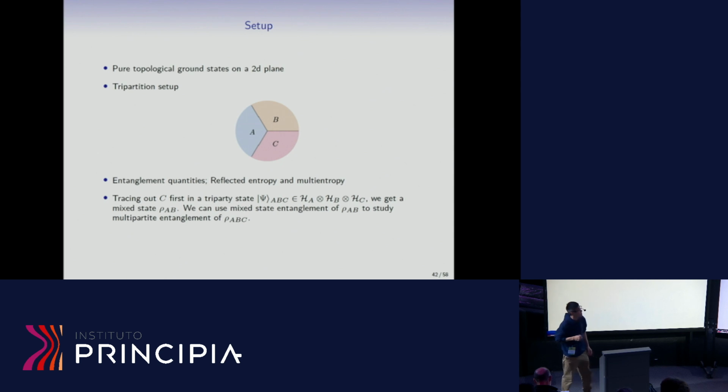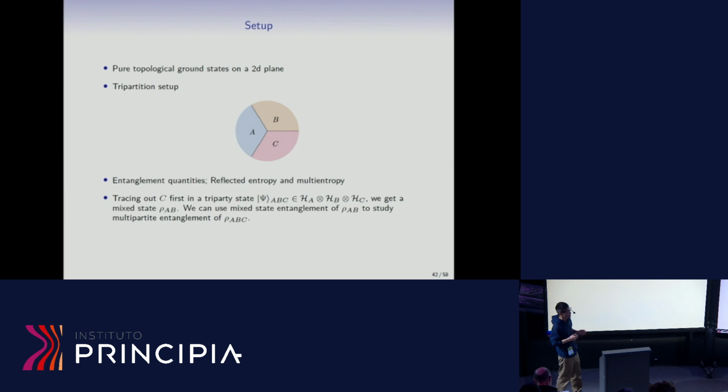Then what we are going to do, as yesterday, is to tripartition this 2D space into regions A, B, C, and these three regions meet at a point, which is like a tri-junction. And then what kind of entanglement properties can we study and detect in this setting? That is today's talk.